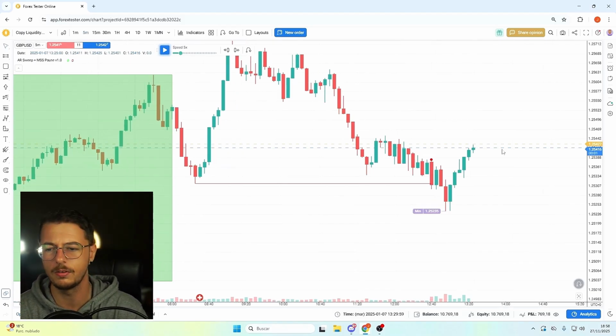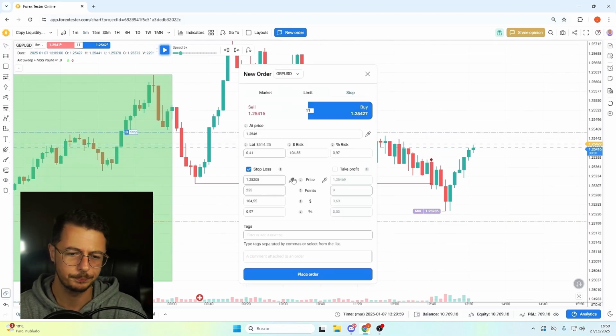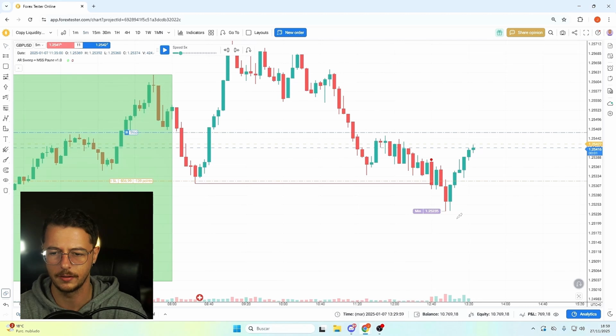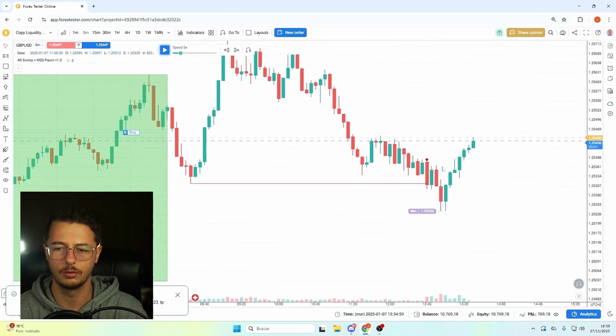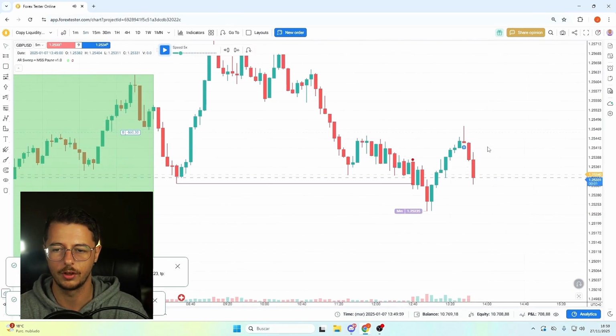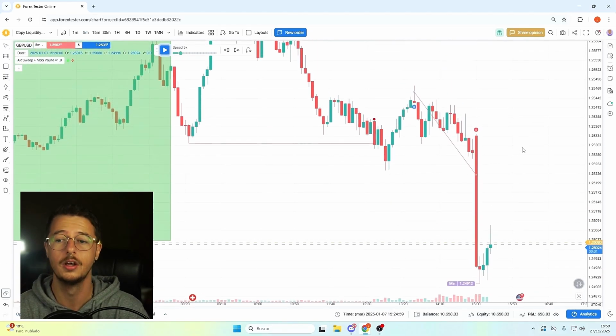But let's continue with this backtest, and let's put our buy stop just above here. Our stop loss is going to go right down here. And now we set our 1% risk, and there we go. So like we saw, this wick would take us in here, and let's just hope it doesn't go to the stop loss. In this case it has, that's no problem.